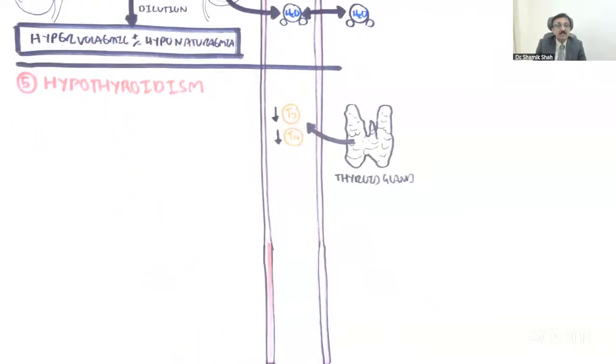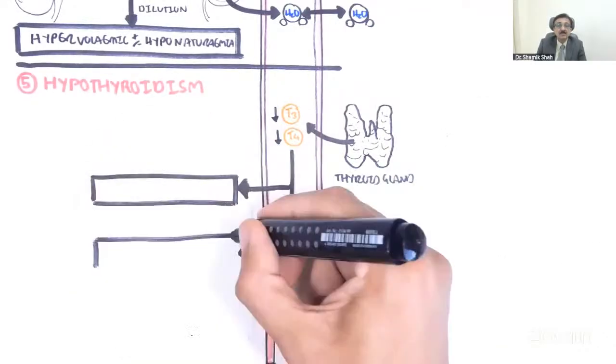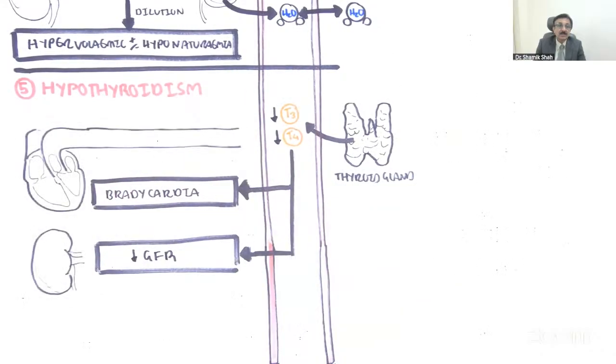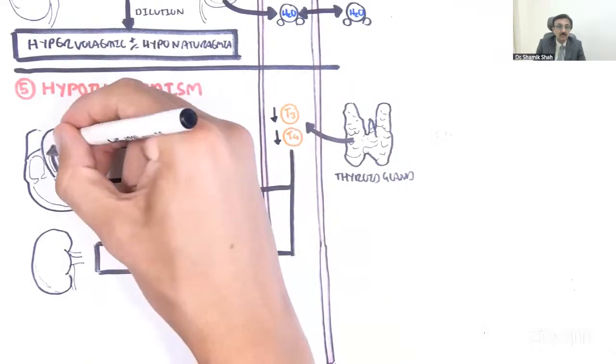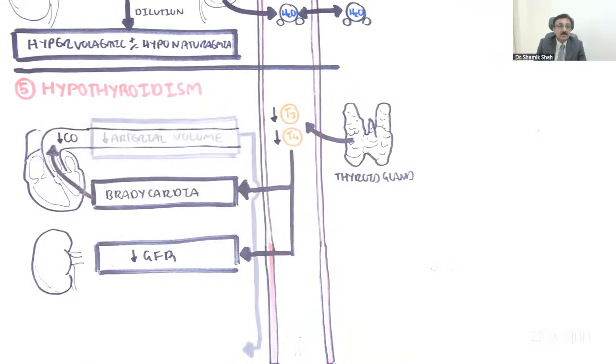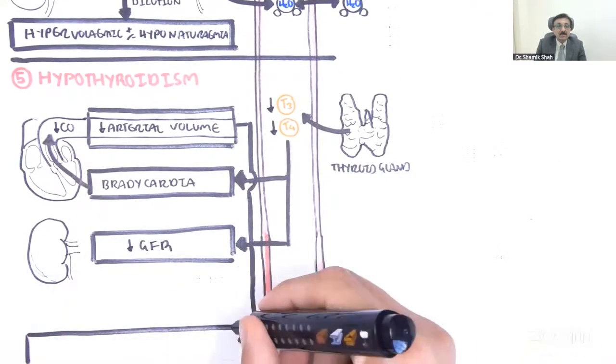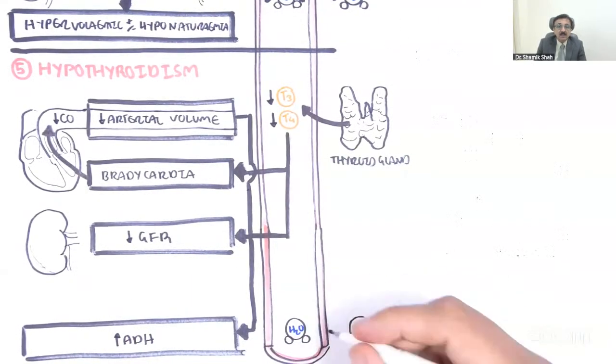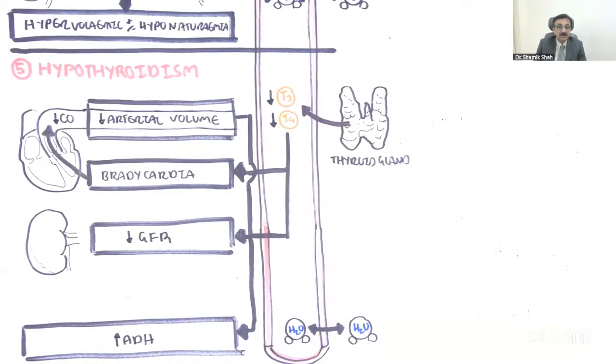Hypothyroidism is another disease condition in which we will see the same hypervolemic hyponatremia. What happens is in a hypothyroid condition, there will be bradycardia. So there will be decreased cardiac output and reduced effective arterial blood volume. And at the same time, there will be a drop in GFR. So again, because of the mechanisms which we have already discussed, there will be retention of sodium, and there will be retention of water.